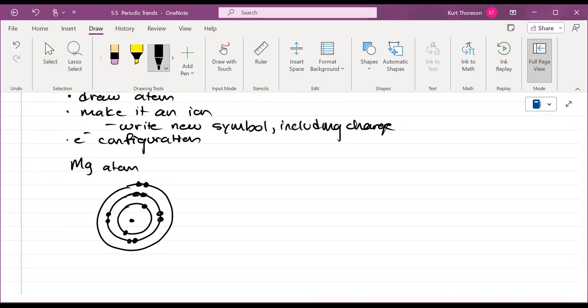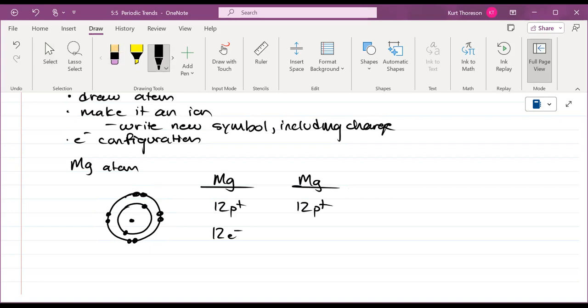Is magnesium stable? No. So what would make more sense? Adding 6 more and completing the third level, or taking 2 away and having a complete second level? Take 2 away. So a magnesium atom has 12 protons, 12 electrons. A magnesium ion has 12 protons and how many electrons? 10. So what is its charge? Positive 2.